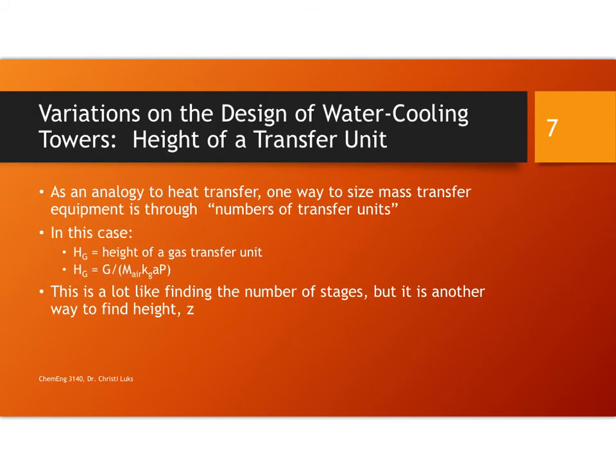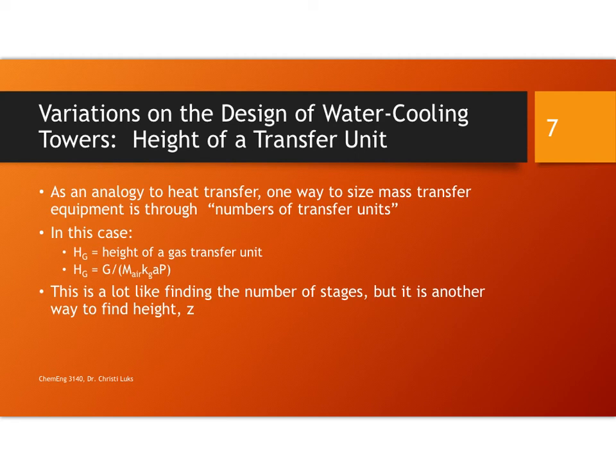The last thing that we wanted to talk about is the height of a transfer unit. One of the ways we can look at this formula for Z is breaking it up into a height of a transfer unit times a number of transfer units. And the height portion is G, the gas flow rate, over the molecular weight of the air, K sub G times the interfacial area times P.